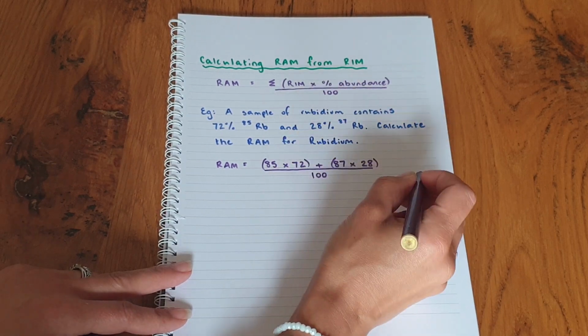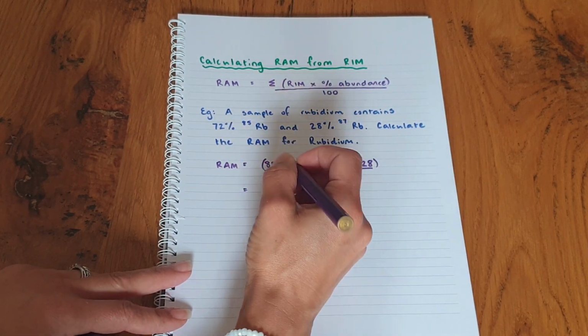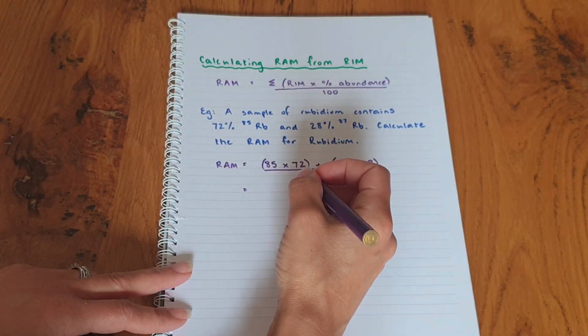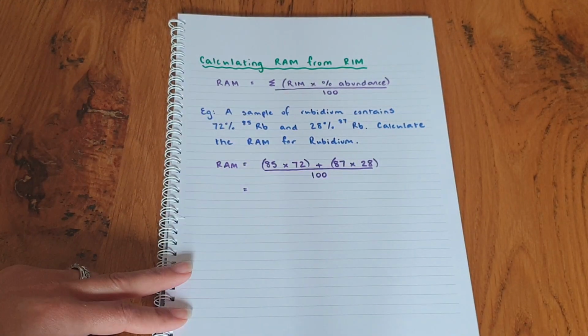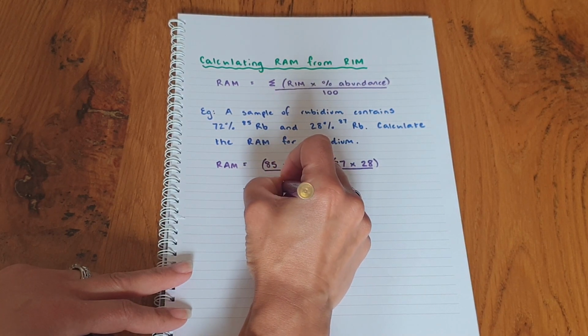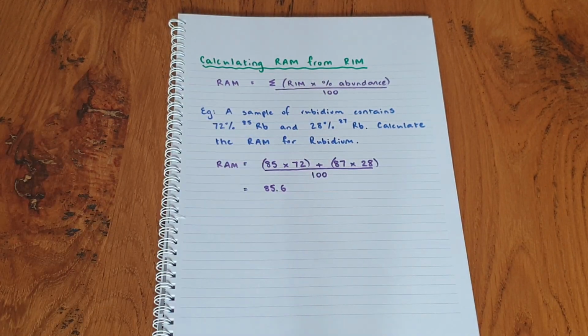Just be careful with your calculator usage. As I said, you're looking for a number that should be closer to 85 than 87. So if you check that on the calculator, you will get 85.6, which seems very reasonable.